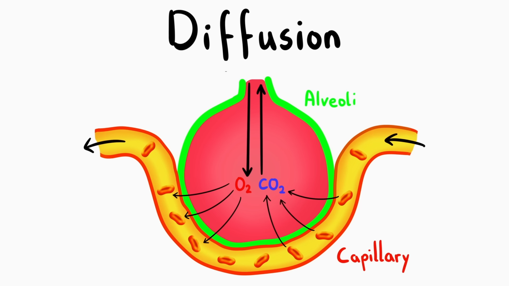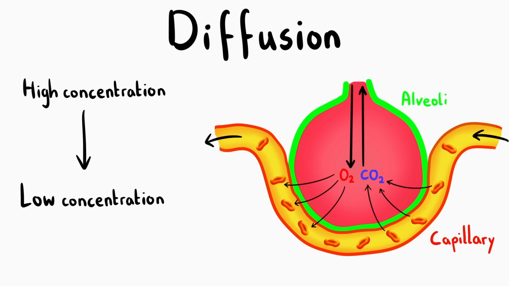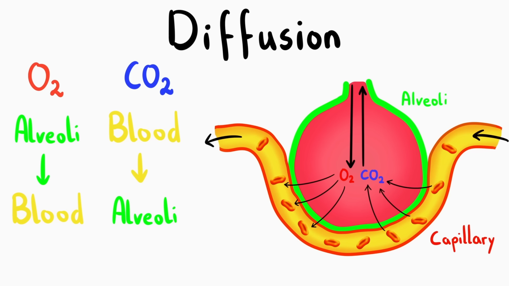Inside the alveoli, the oxygen concentration is high because of the air you've just breathed in, while carbon dioxide concentration is low. Following the principle of diffusion, gases move from areas of high concentration to areas of low concentration. So oxygen diffuses from the air in the alveoli into the bloodstream, while carbon dioxide diffuses from the blood into the alveoli to be exhaled.